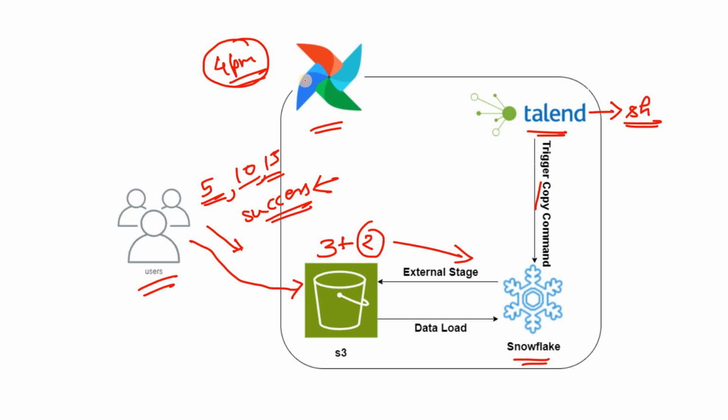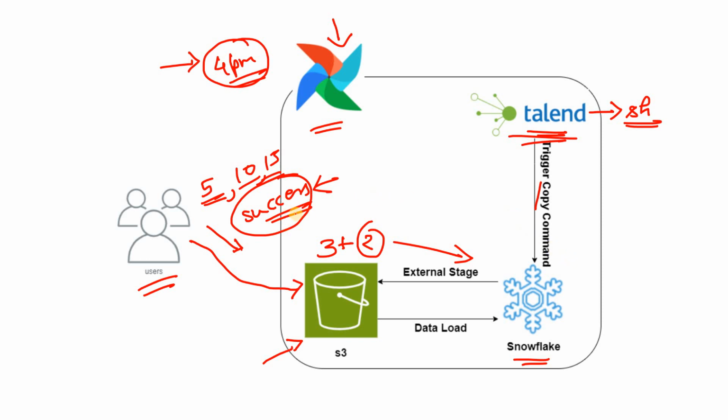Okay. So what do we have to implement in the Airflow scheduling system? We can schedule our job at 4 p.m., it is fine, no problem. But when the job starts at 4 p.m., it will not directly execute the Talend job which is executing the copy command. First, it will check in this S3 location whether the success file has arrived or not. If the success file has arrived, then it will trigger the Talend copy command job.